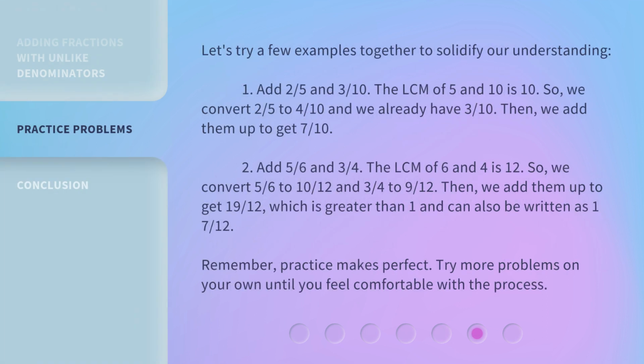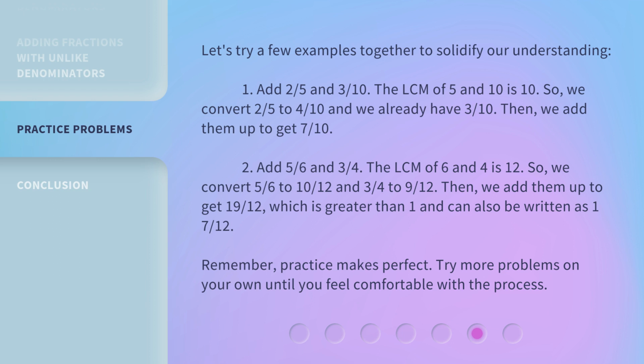Let's try a few examples together to solidify our understanding. 1. Add 2/5 and 3/10. The LCM of 5 and 10 is 10. So, we convert 2/5 to 4/10 and we already have 3/10. Then, we add them up to get 7/10.